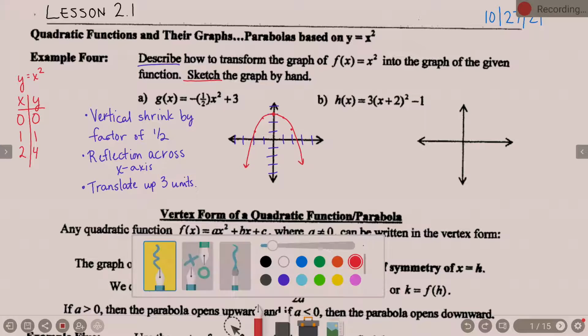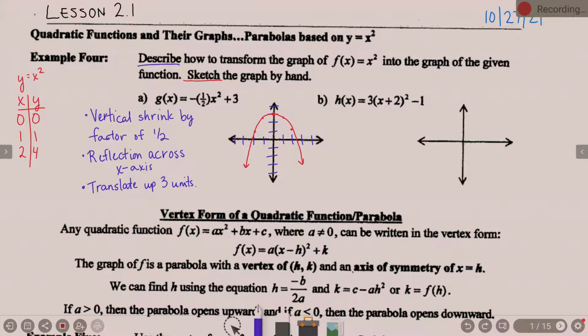Okay, let's try B. H of x is 3 times x plus 2 squared minus 1. Talk to me about the pieces so we can describe the transformations here. Left 2, down 1. Okay, we're going to have to translate left 2, down 1. We're comfortable with that, right? And what's the 3 tell me? Stretch by 3, right? So I'm going to write those pieces down.